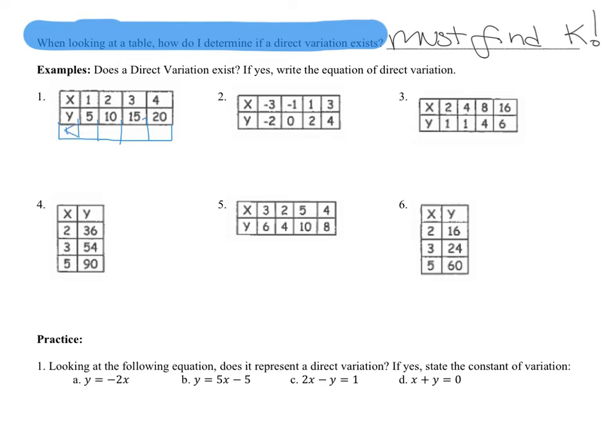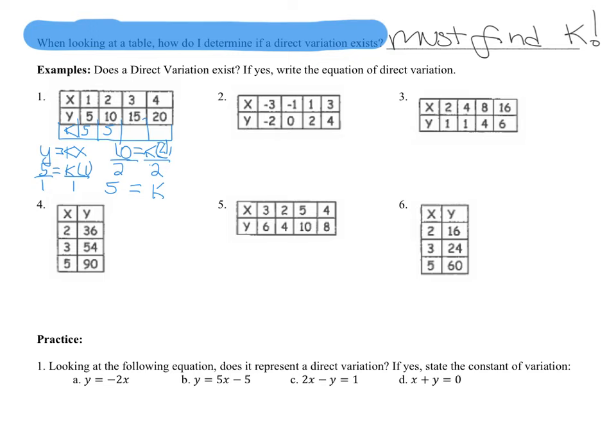So how do I find k? Well, I write y equals kx. I plug 5 in for y and 1 in for x. Divide by 1. What's k equal? 5. Now I'm going to do the next one. Plug 10 in for y, 2 in for x. Divide by 2 on both sides. I get k equals 5.